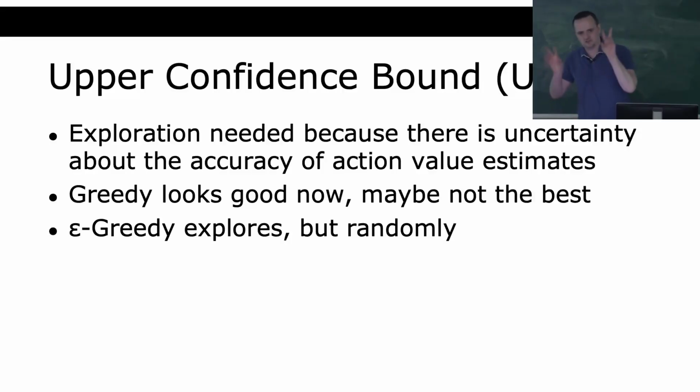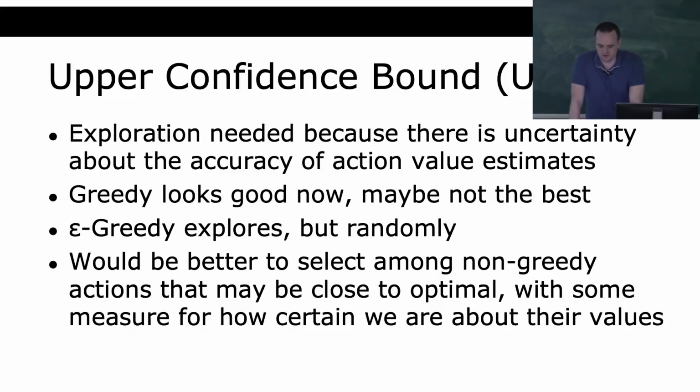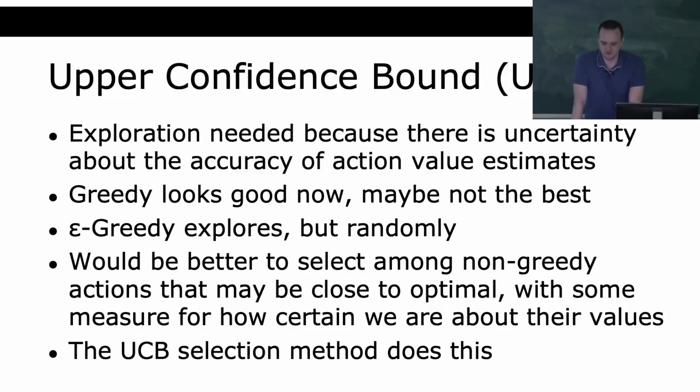And so we just solved that problem with epsilon greedy, which explores, yeah, but it explores randomly, right? So for example, if you've got one action that's just always giving you miserable results, would you really want your random thing to keep hitting that one over and over? Maybe not, okay? So what UCB does, it's called upper confidence bound, it would be better to select among non-greedy actions that may be close to optimal with some measure about how certain we are about their values. And this is what the upper confidence bound method tries to do.